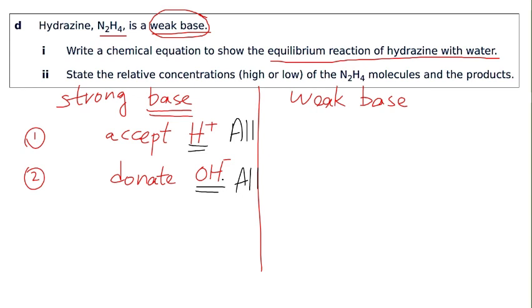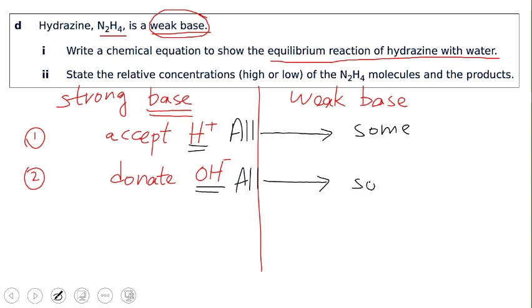The opposite will be for the weak base. A weak base can also accept H positive, but only some, maybe one, maybe two, not all. Let's say the acid has 2 H positive, and we are reacting it with a weak base, so the weak base can accept maybe one, not the complete two. So it will accept only some H positive. In case of OH negative, it can donate OH negative, but again it will donate some OH negative, not all OH negative present in the formula. Because a strong base can accept all H positive or donate all OH negative, it will have a complete reaction.